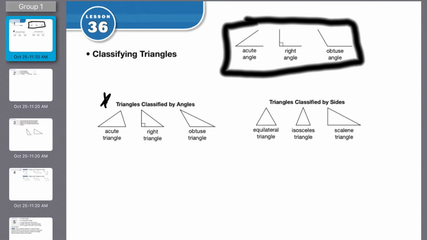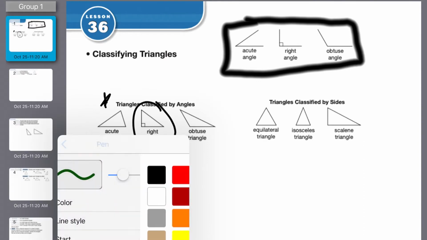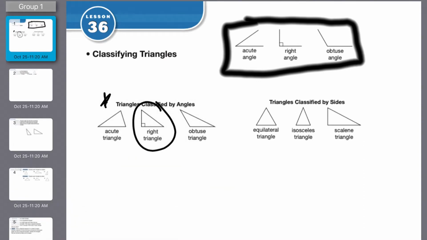If they have a right angle, they'd be a right triangle. If they have an obtuse angle, there would be an obtuse triangle, or an acute angle, they could be an acute triangle. They can also be classified by sides.